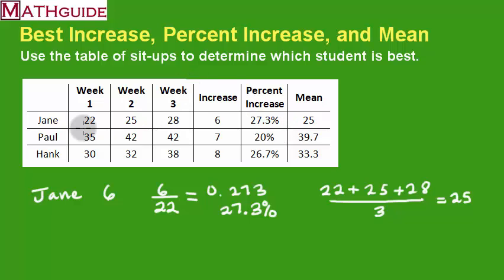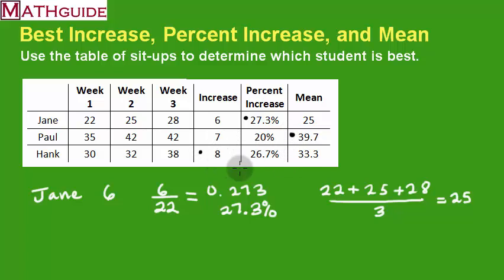However, when we do look at these values and determine who's best, you can see that Hank has the best increase. Let's see, who's got the best percent increase? Well, that looks like it's Jane. Jane's got the best percent increase. Who's got the best mean? Oh, and that is Paul.